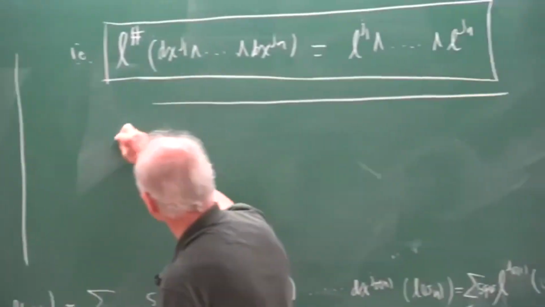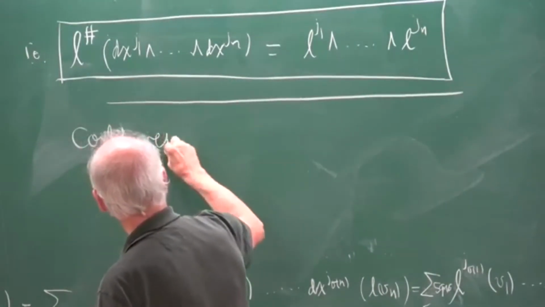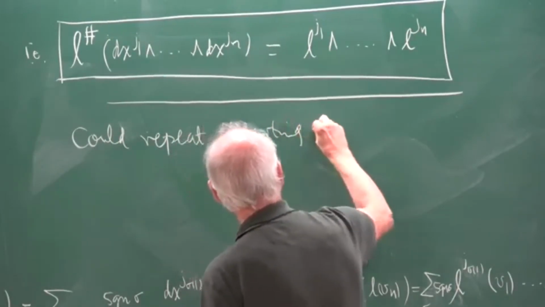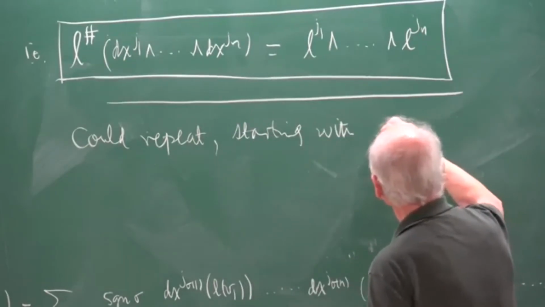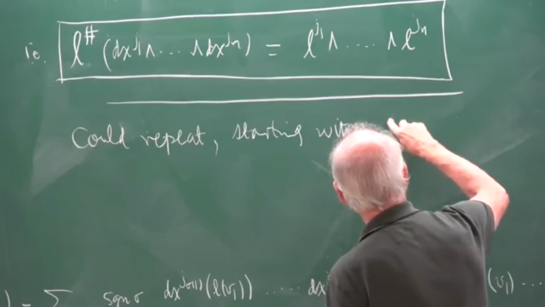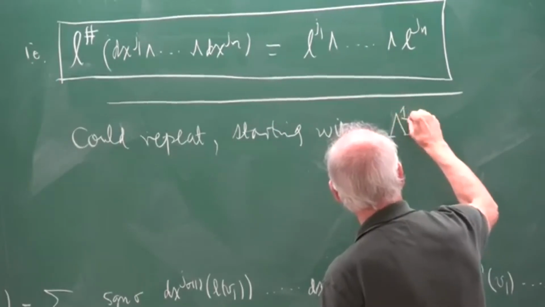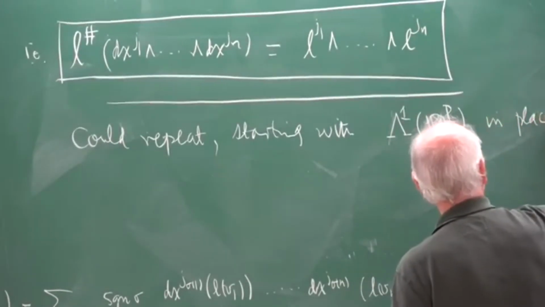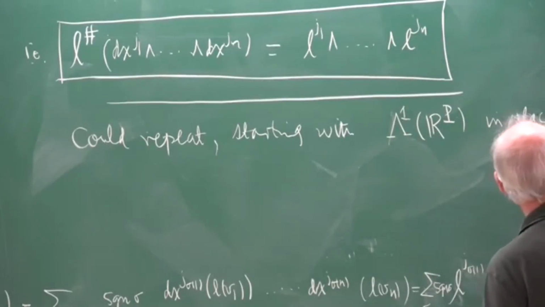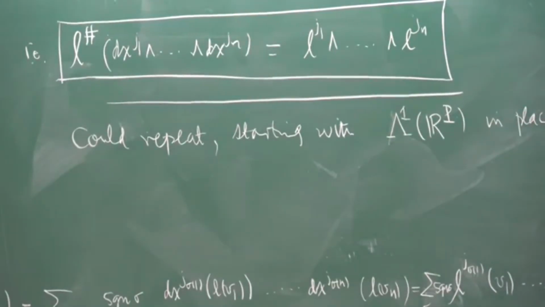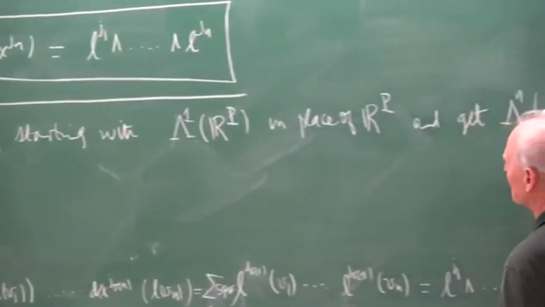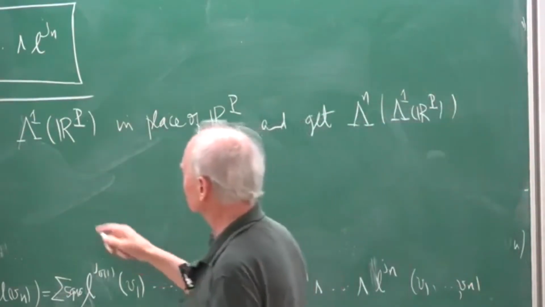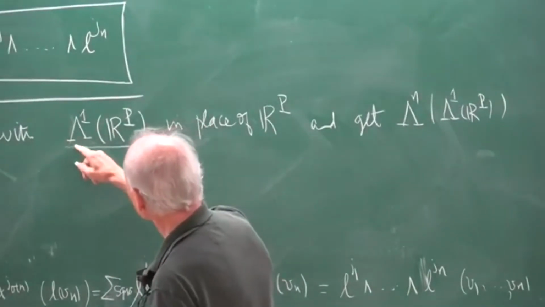So if we really wanted to be formal, you could repeat this whole discussion starting with lambda 1 of Rp in place of Rp. And then you'd get lambda n of lambda 1 of Rp. But you don't want to get into that. So let's think about the dual space of this.